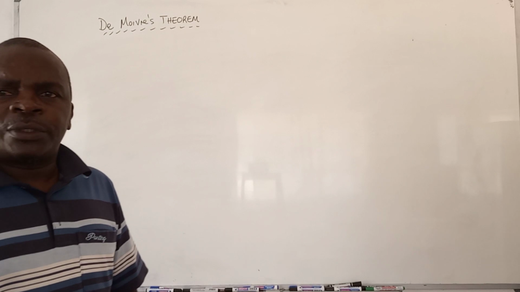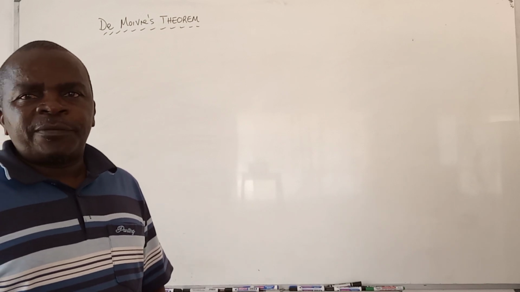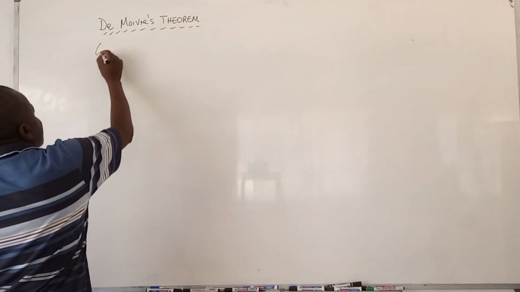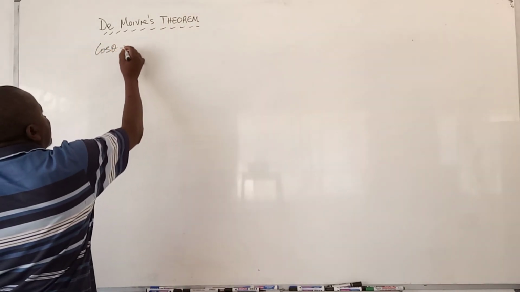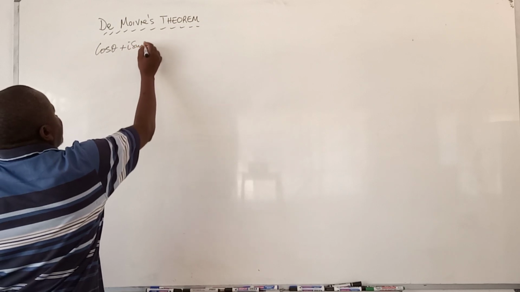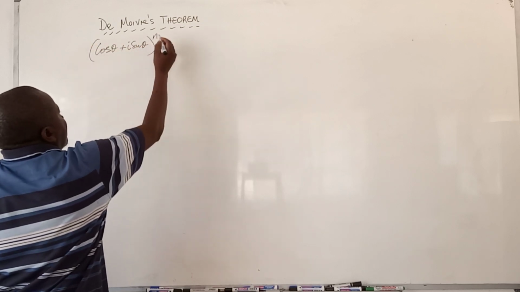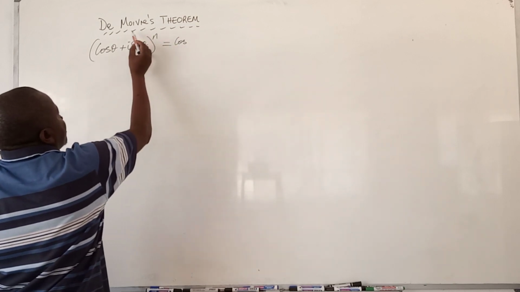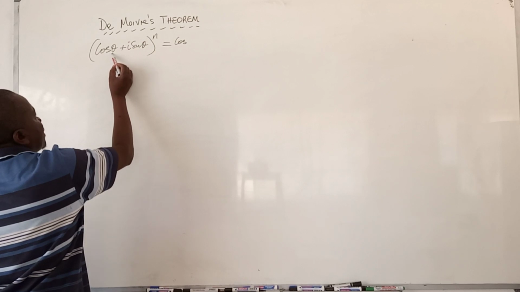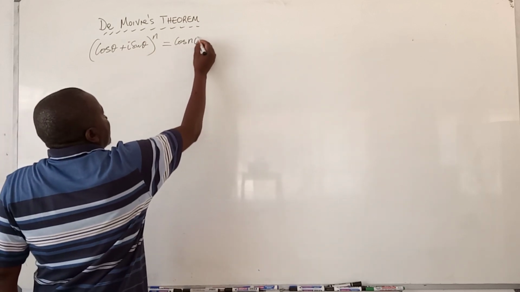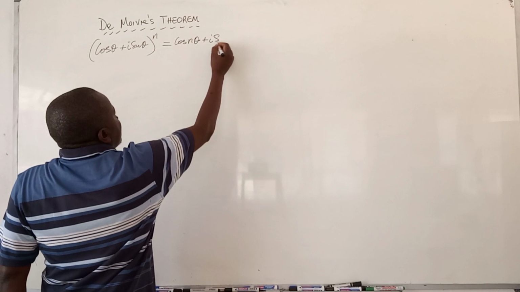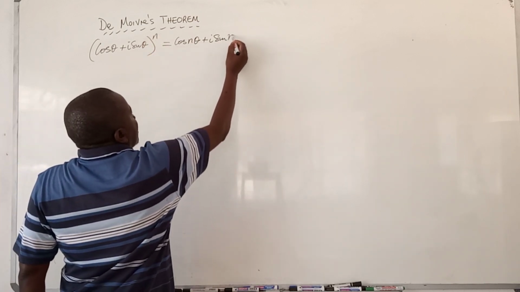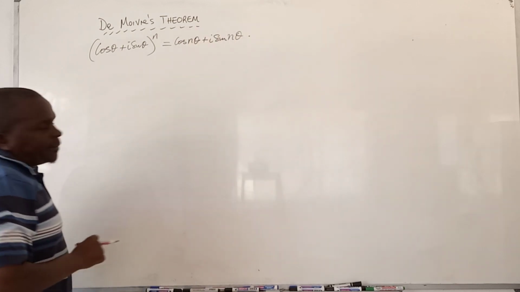Today we're going to look at a simple application of De Moivre's theorem. In short, this theorem says that the cosine of an angle theta plus i sine of theta, raised to the power of n, is the same as cos of n theta plus i sine of n theta. We drop the power to multiply the argument.